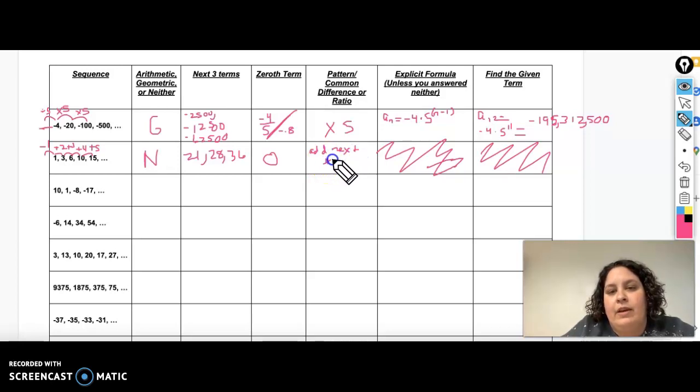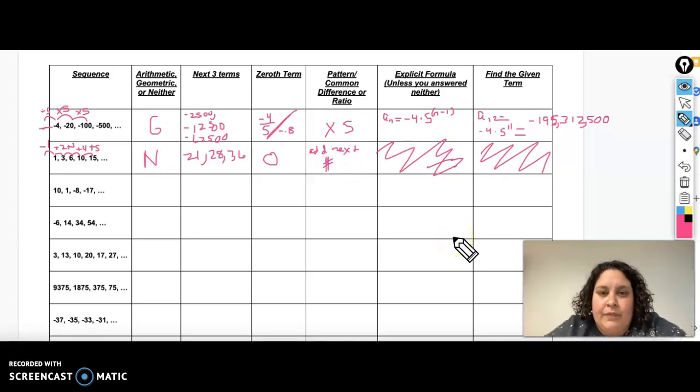I'm just going to abbreviate for right now because it's hard to write with this. There we go. Adding next number. And that's it, because again, I don't have to write an explicit formula, because I only need to write that for arithmetic and geometric. And again, I don't need to find my term because I don't have a formula to use. Awesome, let's try one more together.